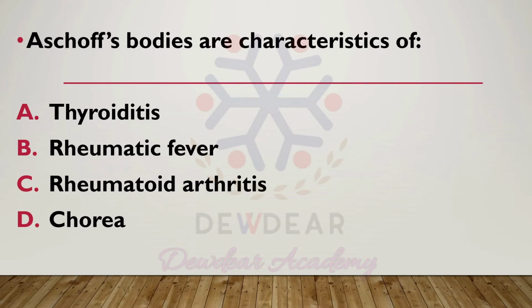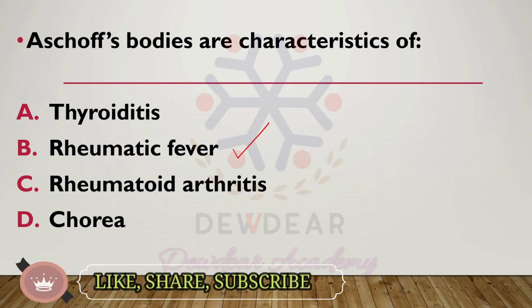Then Aschoff bodies are characteristics of. Options are thyroiditis, rheumatic fever, rheumatoid arthritis, chorea. Correct answer is option B. Rheumatic fever is the answer. So Aschoff bodies are characteristics of rheumatic fever.